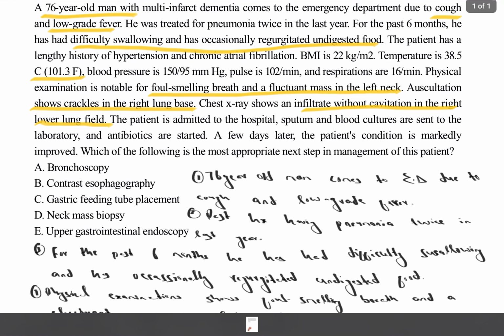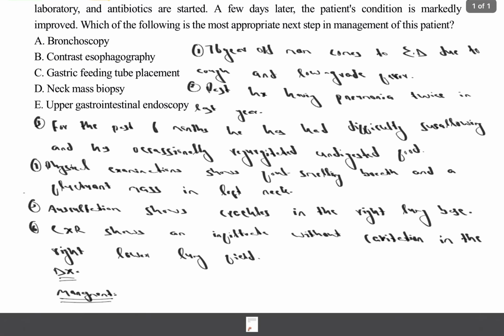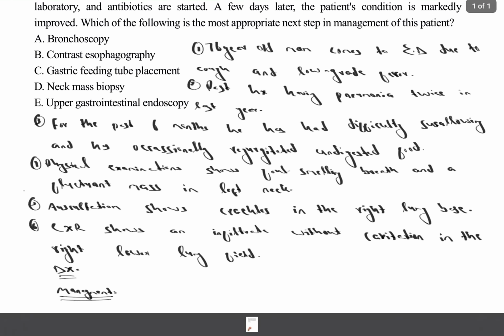The patient is admitted to the hospital. Sputum and blood cultures are sent to the laboratory and antibiotics are started. A few days later, the patient's condition is markedly improved. Which of the following is the most appropriate next step in management of this patient?